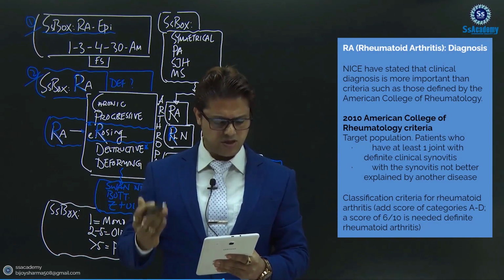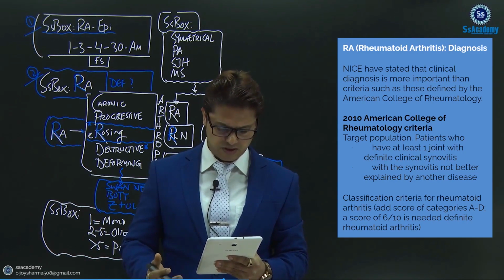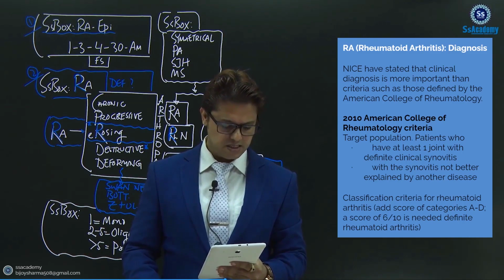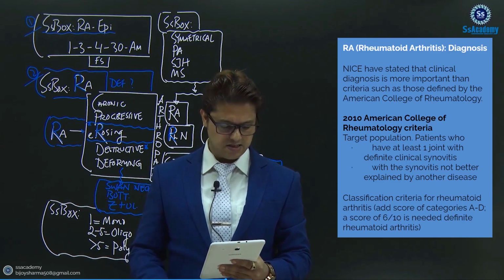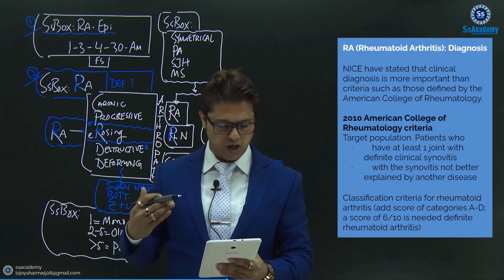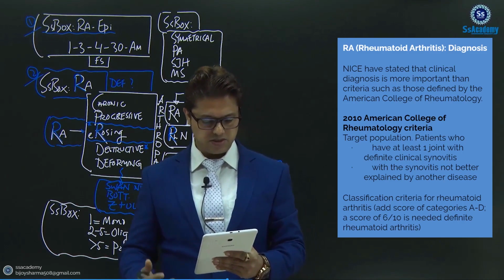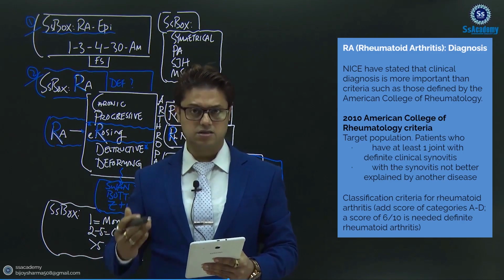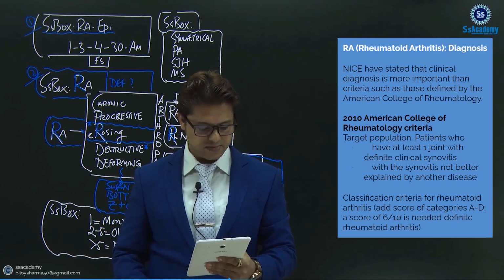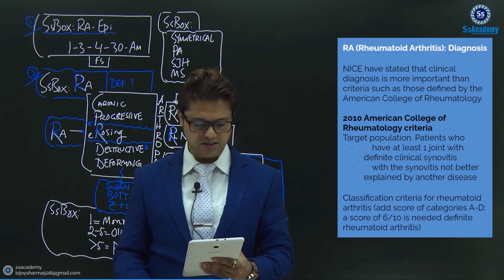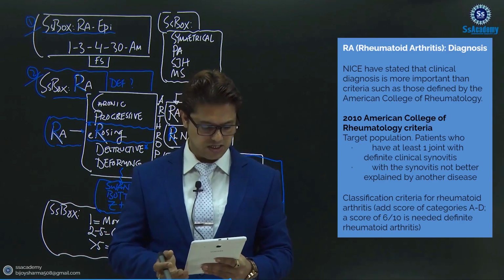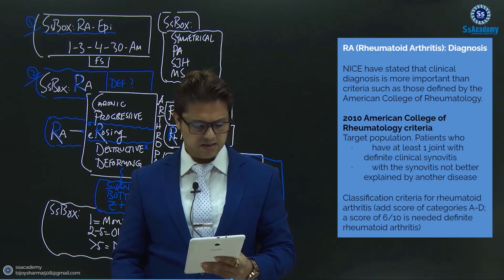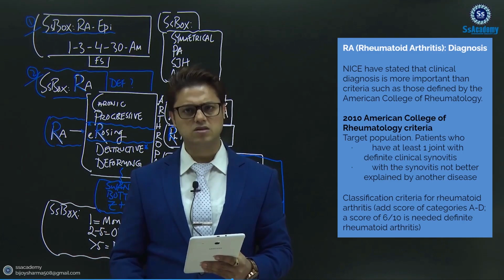Yes, my dear doctor, now I'll discuss the rheumatoid arthritis diagnostic criteria. NICE has stated that clinical diagnosis is more important than criteria such as those defined by the American College of Rheumatology. 2010 ACR criteria, the target population: patients who have at least one joint with definite clinical synovitis, with the synovitis not better explained by another disease. Classification criteria for rheumatoid arthritis: a score of categories A to D, a score of 6/10, circle the 6/10, my dear, is needed for definite rheumatoid arthritis.